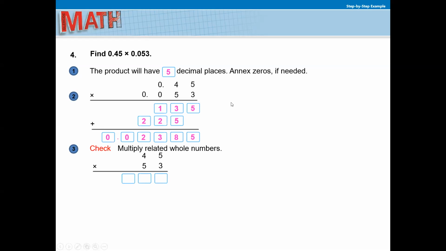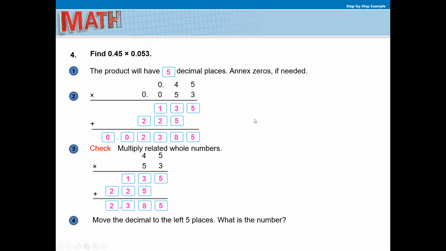45 times 53. 135 plus 225 is 2,385. Then we do the 5 decimal places and we get the same answer. Move the decimal to the left 5 places. What is the number?